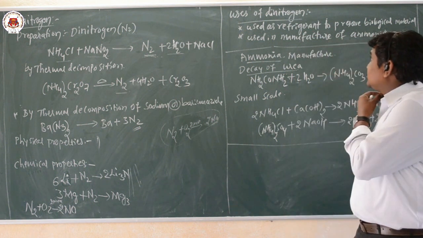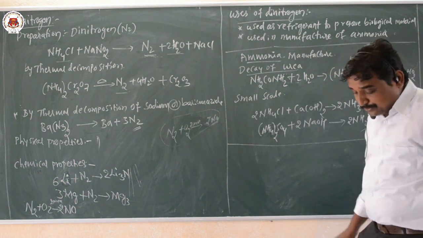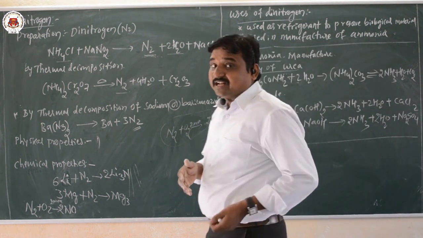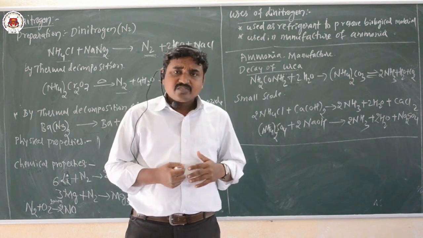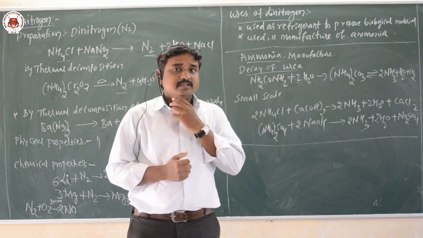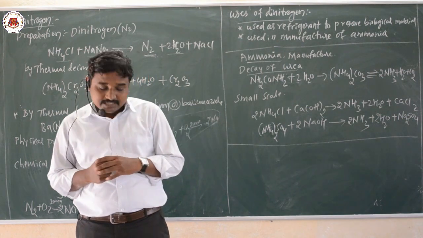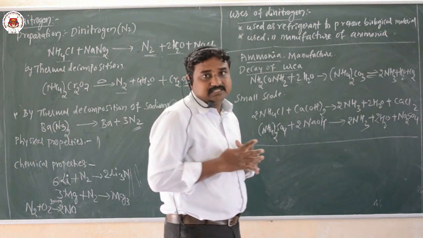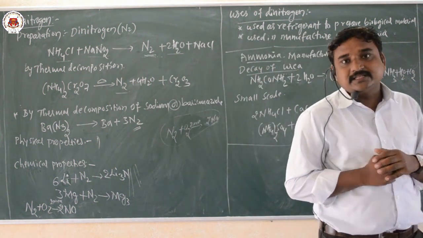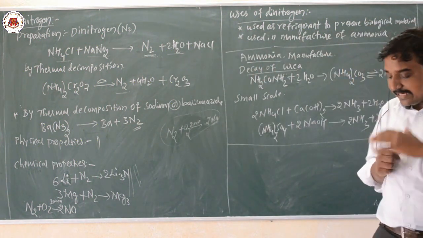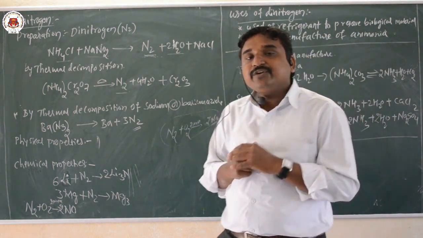The next concept is the uses of dinitrogen. It is used as a refrigerant to preserve biological materials, specimens, and also food articles. And one more thing, dinitrogen is used in the manufacture of ammonia.